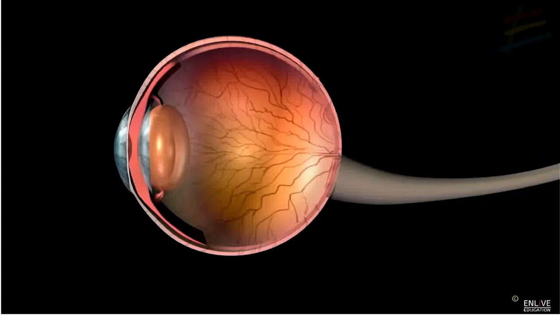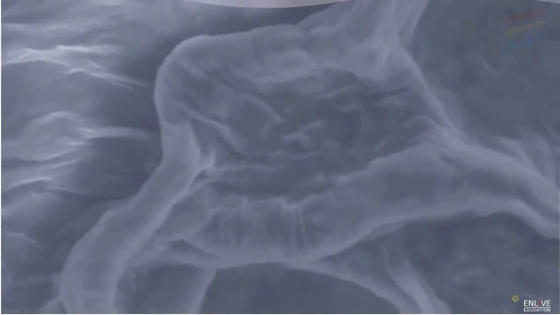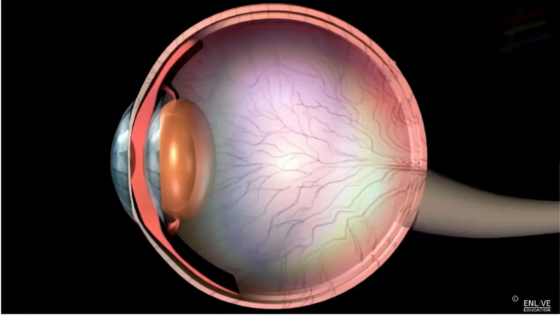This largest space within the eye is filled with vitreous humor, consisting chiefly of water mixed with salt and albumin. It is a highly transparent jelly-like substance and plays a very important role in visual adjustment.